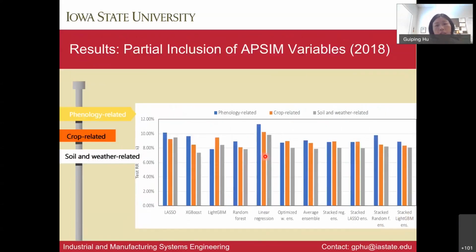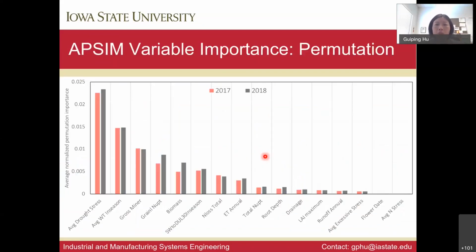And we further did an analysis: what if we just include phenology related, crop related, or soil weather related variables? The previous analysis was, what if we have all 3 of those? Now, if we just consider one category, okay? And we did some analysis on this. And another analysis we did is variable importance for the APSIM additional features.